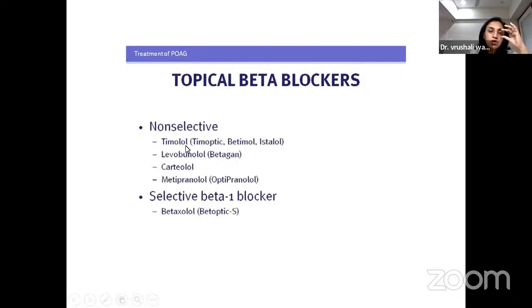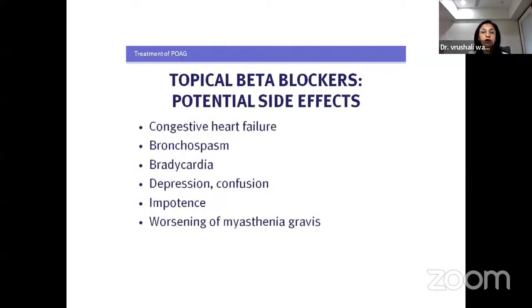Timolol is the most commonly used beta blocker. If the patient has a history of asthma, we should avoid non-selective beta blockers, that is timolol, and we can use a cardioselective beta blocker, that is betaxolol, because these beta blockers have side effects of bronchospasm, bradycardia or heart failure. This is rare, but bronchospasm is quite important. We should always ask the history of asthma or bronchitis before starting beta blockers. So we can use a cardioselective one in that patient. And if there is any cardiac history, then also we should avoid the beta blockers. Dosing will be BID.